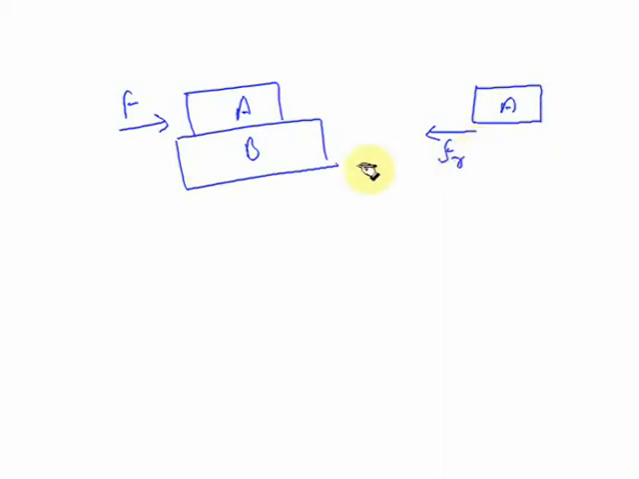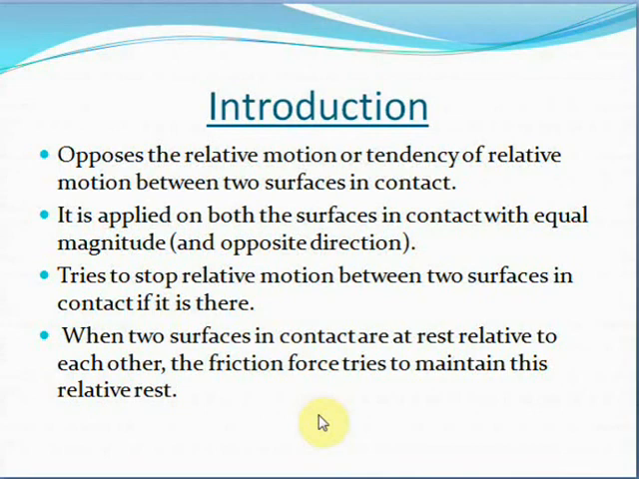Now since block B is also in contact with block A, a friction force of the same magnitude but opposite direction will act on block B. So the force acting on block B would be again Fr, and this will be in the right hand direction. As we have seen that the direction of friction force is such that it opposes the relative motion, we can say that friction force tries to stop relative motion between two surfaces in contact. Now if the two surfaces in contact are at rest relative to each other, the friction force tries to maintain this relative rest.